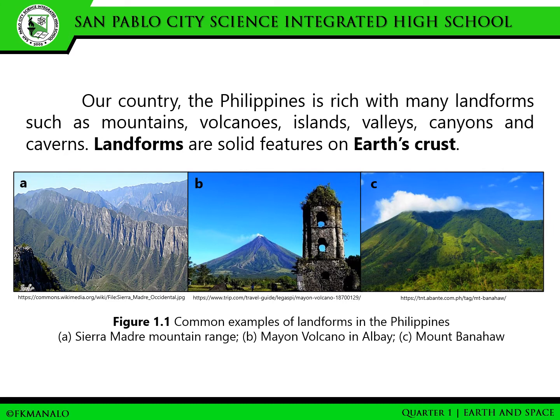The question is, what do you think is the role of these landforms in the community and in our environment? Yes, they are the major sources of our basic necessities such as food, water, and shelter. Aside from that, they give us protection from calamities such as typhoon. Also, they provide livelihood as well as used for agricultural purposes such as farming.